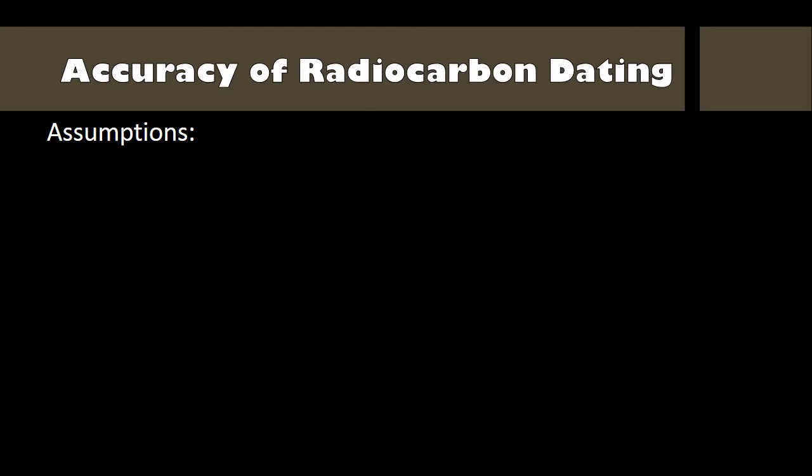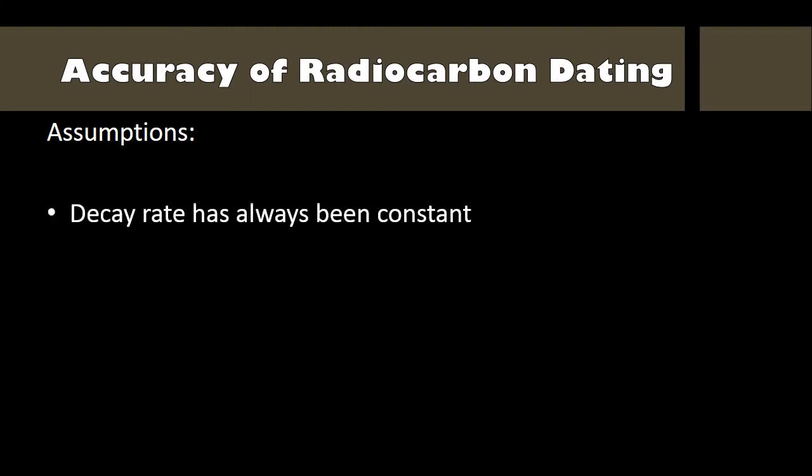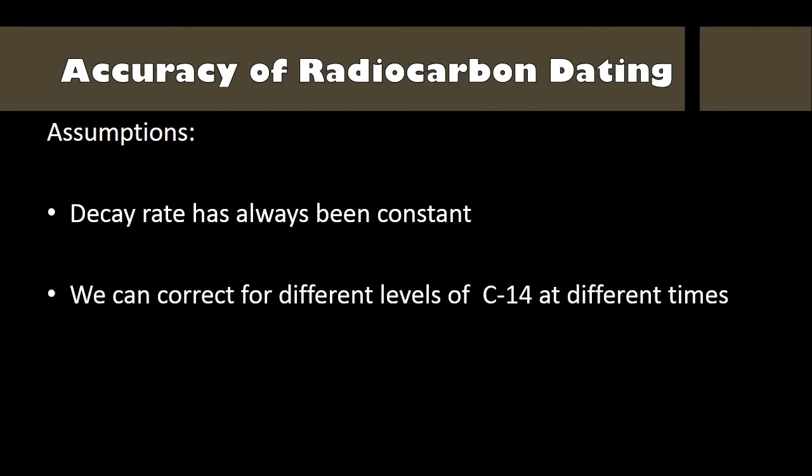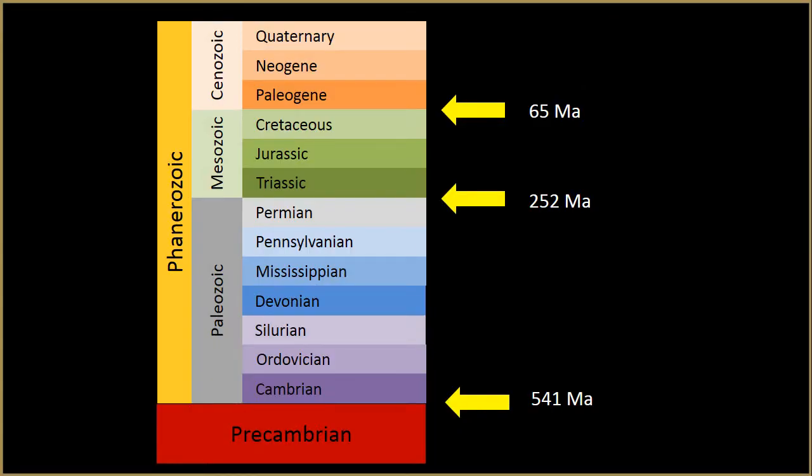Like other forms of radiometric dating, the accuracy of radiocarbon dating is dependent on the accuracy of certain assumptions. Carbon dating assumes that the decay rate has always been constant. Even though we know that the amount of carbon-14 in the atmosphere has changed over time, we believe we can correct for that.